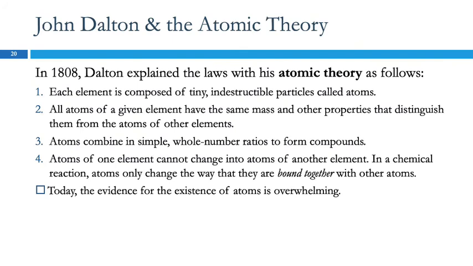So, Dalton's atomic theory came out with this in 1808. And these are the points of his theory. Each element is composed of tiny indestructible particles called atoms. All atoms of a given element have the same mass and other properties that distinguish them from the atoms of other elements. Atoms combine in simple whole number ratios to form compounds. Atoms of one element cannot change into atoms of another element. In a chemical reaction, atoms only change the way that they are bound together with other atoms.